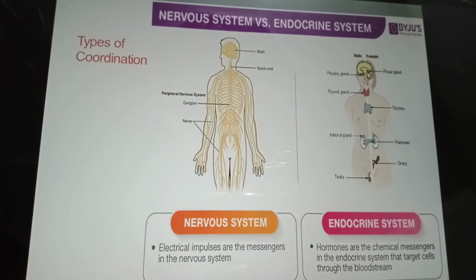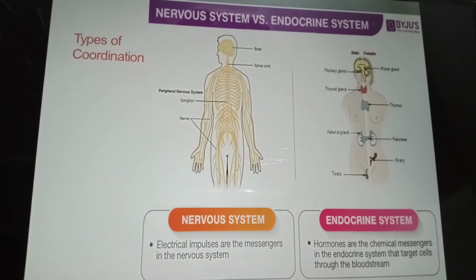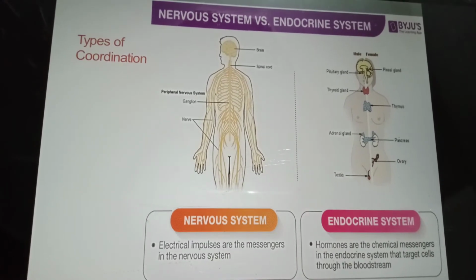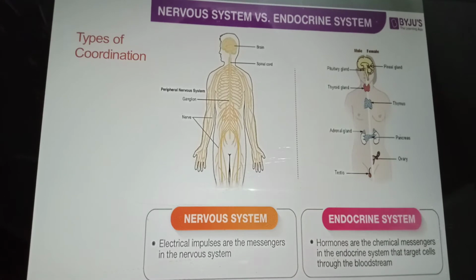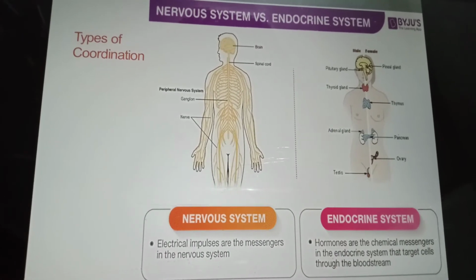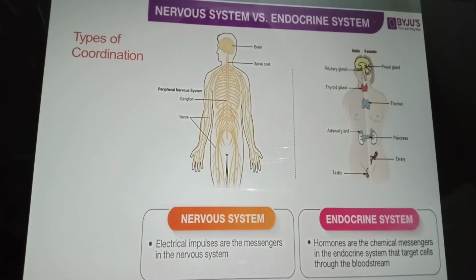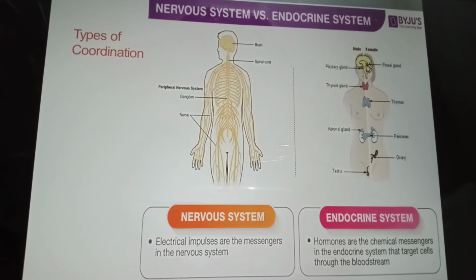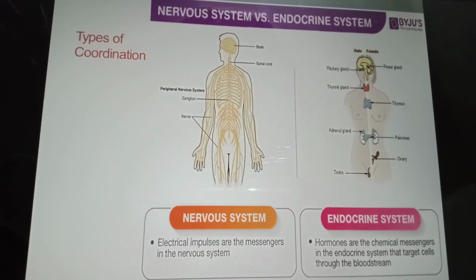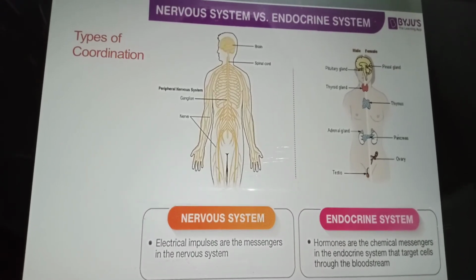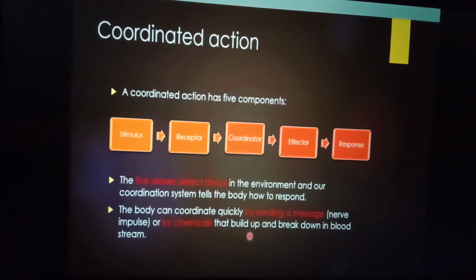Types of coordination. The nervous system consists of the brain and spinal cord, and electrical impulses are the messengers in the nervous system, whereas in the endocrine system, hormones are the chemical messengers that target cells through the bloodstream. And now I will talk about coordinated action.